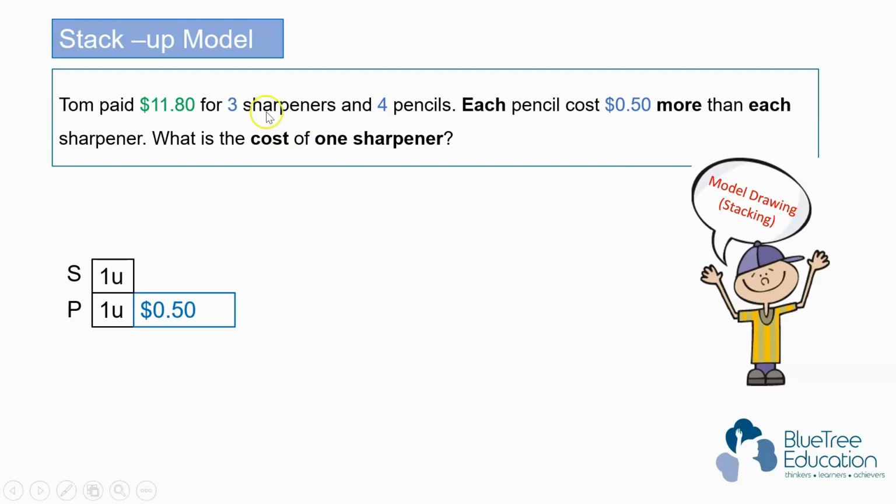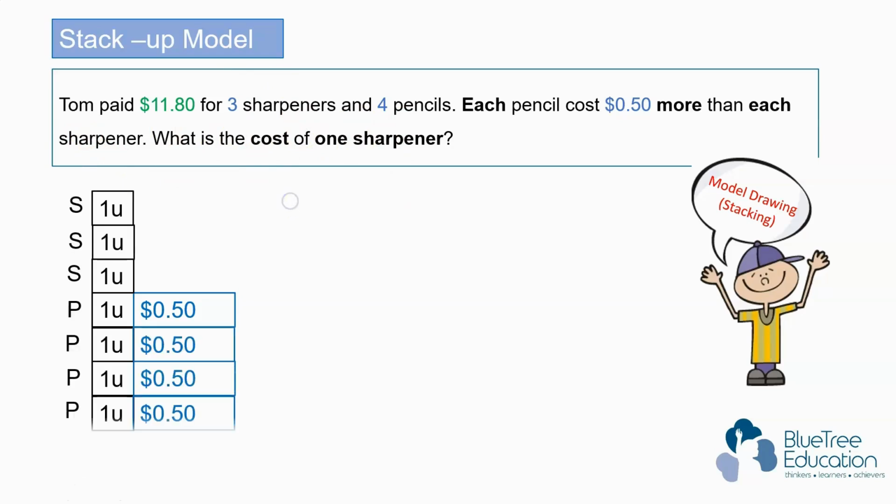Now let's look at the first sentence again. We know that Tom actually bought 3 sharpeners. So we will draw 3 units for the sharpeners and 4 pencils. So I actually would draw a stack-up model instead of the normal model that we usually draw. This is to make the model look a lot neater because we are stacking it upwards, in case some questions have many numbers, like maybe 10 sharpeners or 20 pencils.